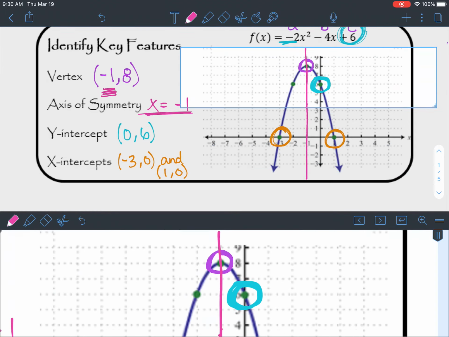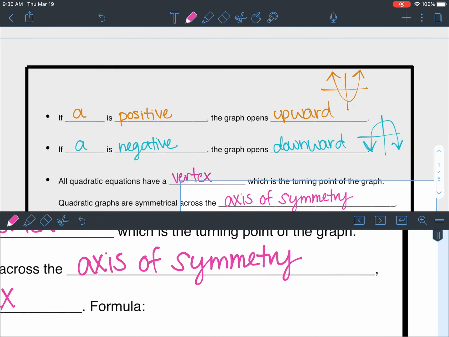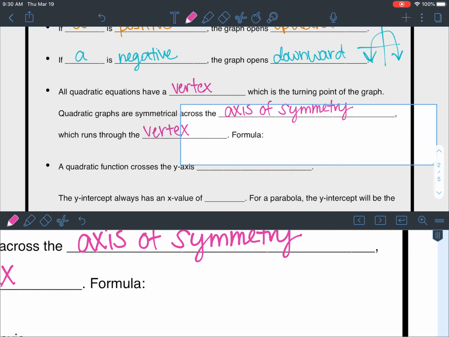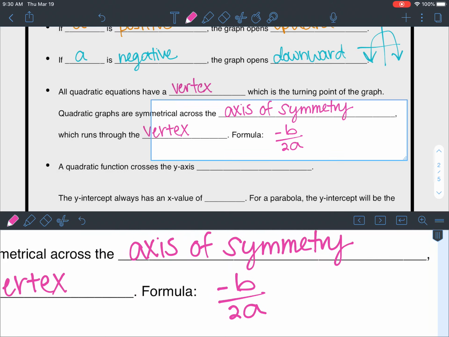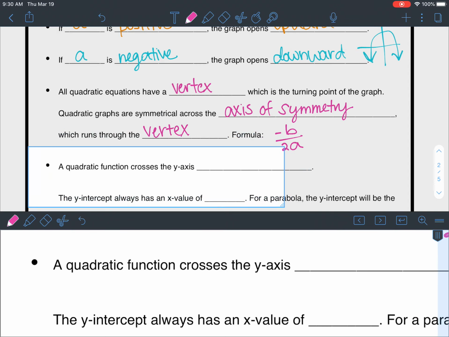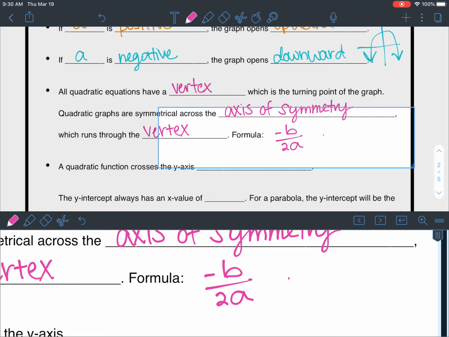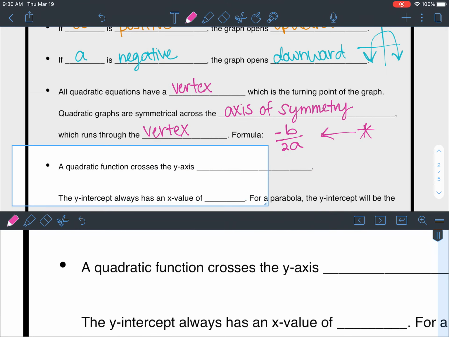So we found that vertex, it's there in purple, and then my axis of symmetry was that pink line again. And there's a formula for finding this, and that formula is negative b over 2 times a. So we're going to use that formula eventually to identify these so that we can go ahead and graph them. So we're just going to remember that formula. This is going to come back for us, so we need to know this.